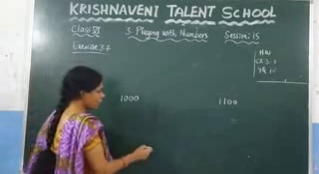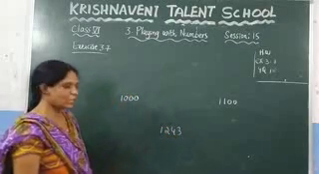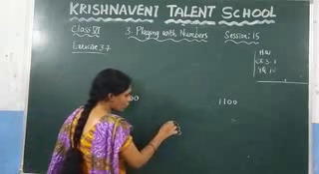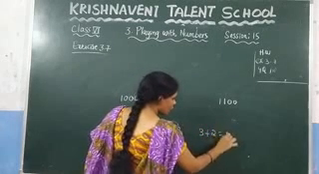If you take any number, let us consider here 1 to 40. What is the divisibility rule for 11? You need to add the sum of the odd digits. So here, what is the sum of the odd digits? 3 plus 2, which is 5.